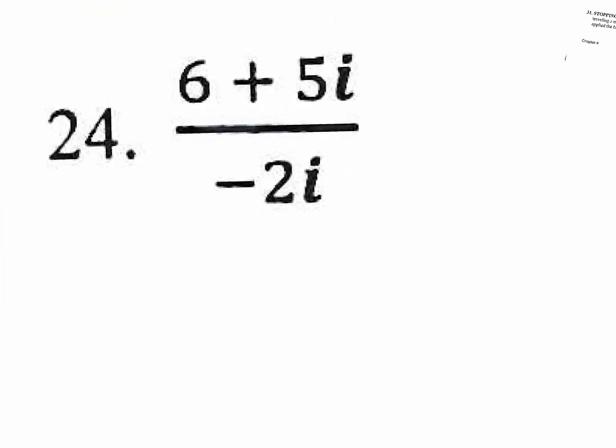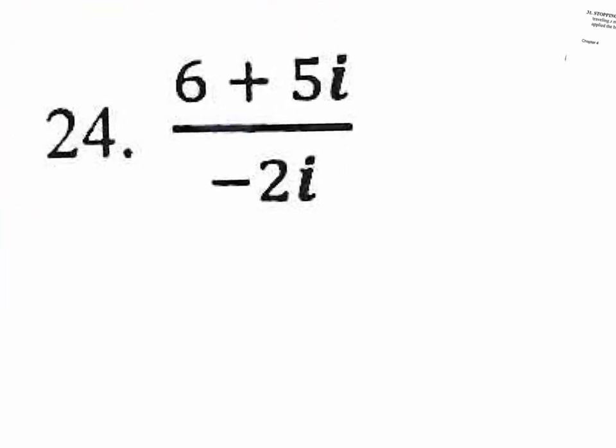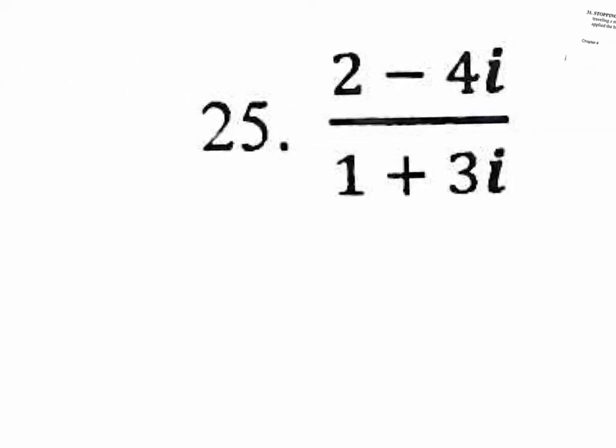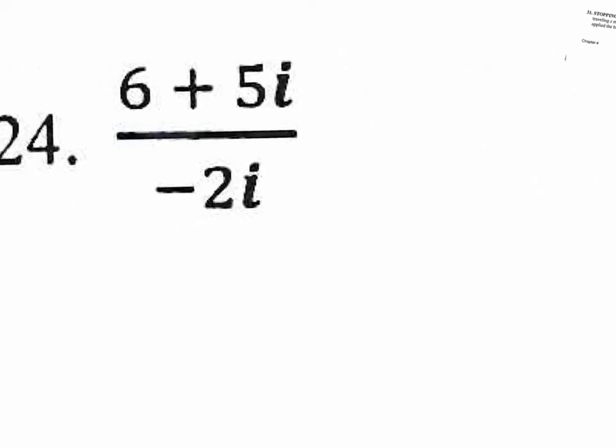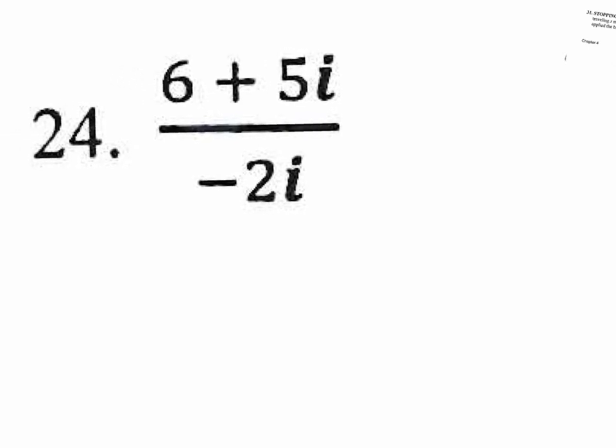Number 24. I'll be honest with you, I'm probably going to delete this one from the test. Why? Because if you're able to do this one, you're definitely going to be able to do this one. I'll explain it anyway right here. The i value, you need to get rid of it. You can't have an i in the denominator. Now, if you did have a complex number, a binomial, then you'd have to multiply by the conjugate, which would mean the same exact binomial, but with a plus instead of a minus. Okay?